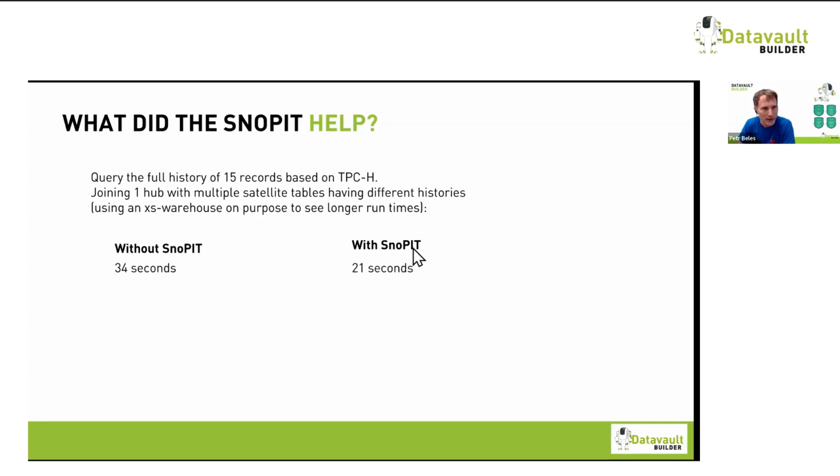It took a little bit longer, but still the same query using the SnoPIT took considerably less I/O, less space, and was faster. So is this really a fair comparison? No, it is not. Because for the test without SnoPIT, I used only a unitemporal satellite, and for the SnoPIT, I used a bitemporal satellite, because for the SnoPIT, it doesn't matter how many times you have in the satellite, because it always behaves the same. So it scales much better the more times you have. So it was faster, even though it was doing more.